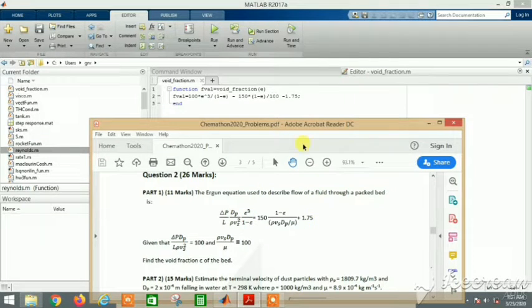As you can see, this is 100. So I've written 100 directly, 100 e to the power 3 by... so this function is void fraction, and it takes in an input e, where e stands for the void fraction, and that's the input to the function. So e to the power 3 by 1 minus e, minus, because this goes to the left hand side, minus 150, 1 minus e by 100. This value is 100, and minus 1.75. We have taken all these values to the left hand side.